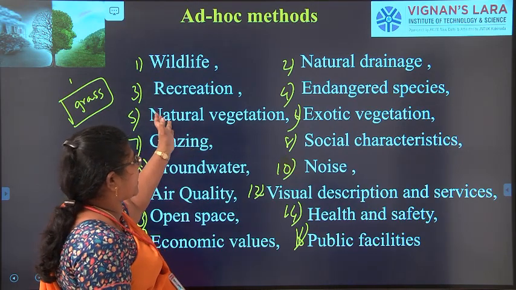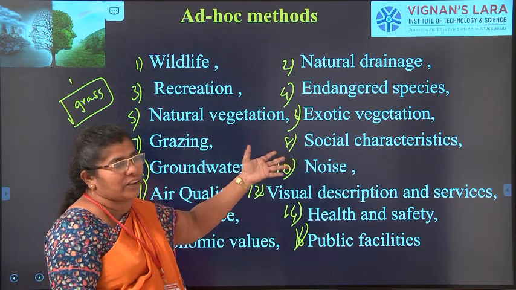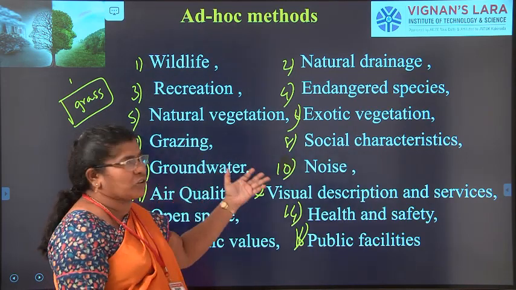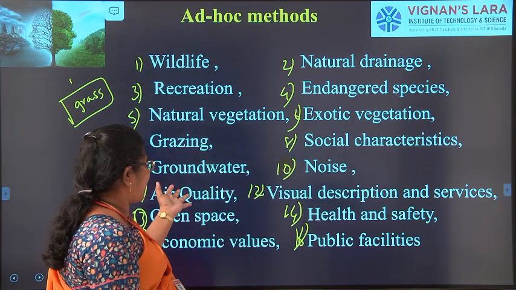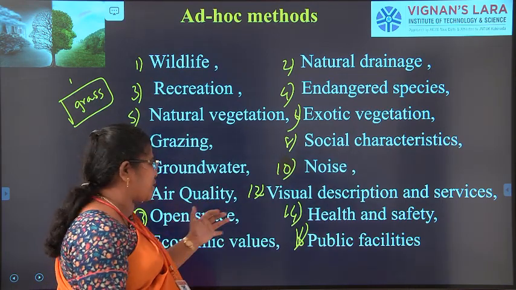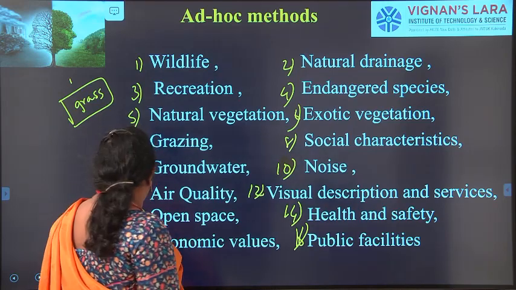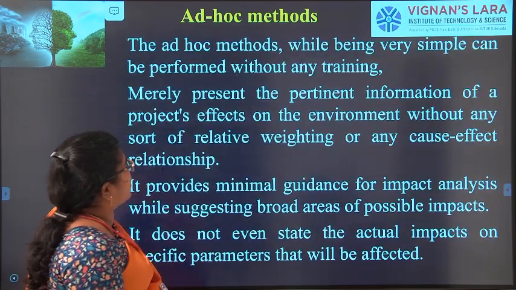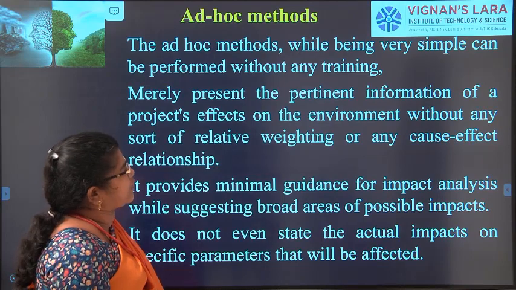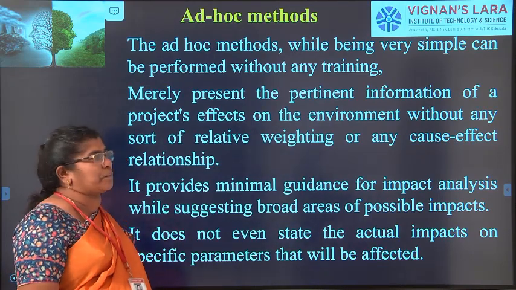Wildlife, natural drainage, recreation, endangered species, natural vegetation, exotic vegetation, grazing, social characteristics, groundwater, noise, air quality, visual description, services, open space, health, safety, economic value, public facilities. Like that it will give a random list. So the ad hoc method is very simple and can be performed without any training by any expert.